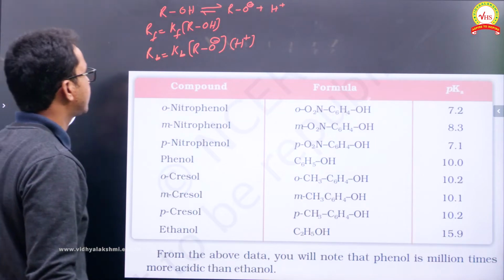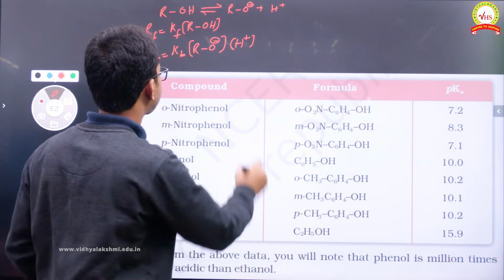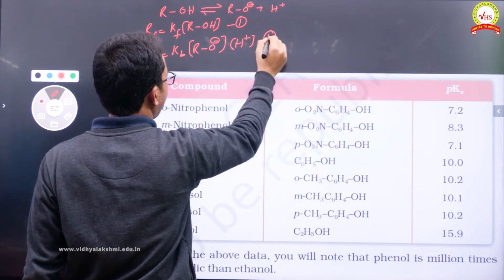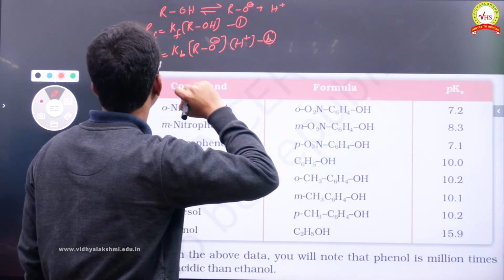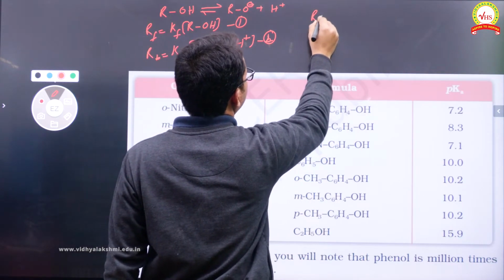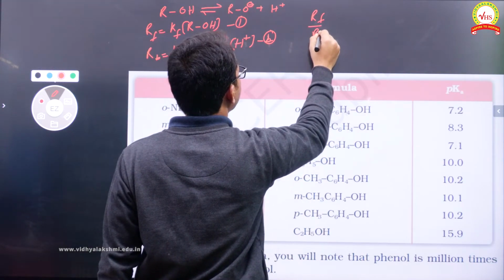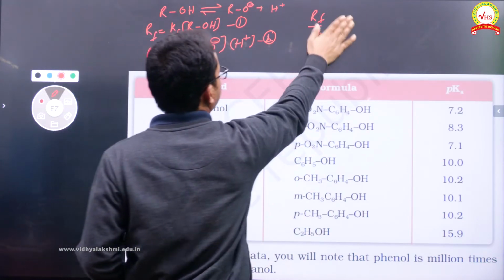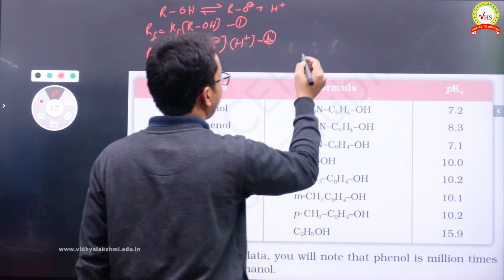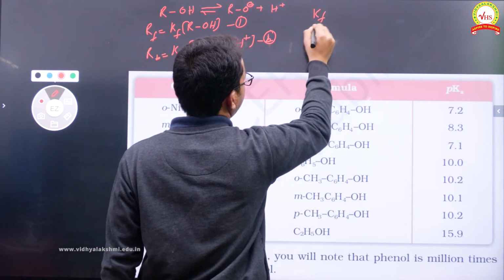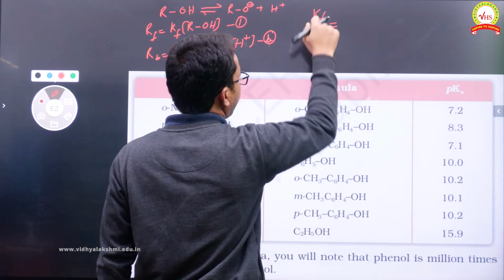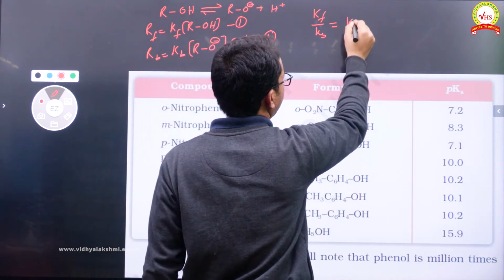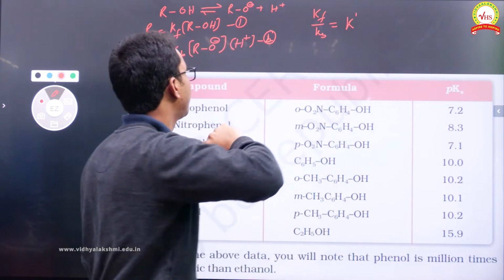Now I'll just take these two: the rate of the forward reaction and the rate of the backward reaction. Now what will we do here? RF by RB, the rate of the forward reaction and the rate of the backward reaction. Let me take it here: the rate constant of the forward reaction and the rate constant of the backward reaction. Let us take Kf by Kb. By taking these two constants, constant by constant, we will get another constant, that is the equilibrium constant.